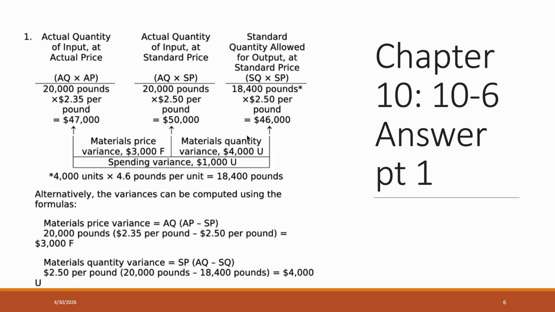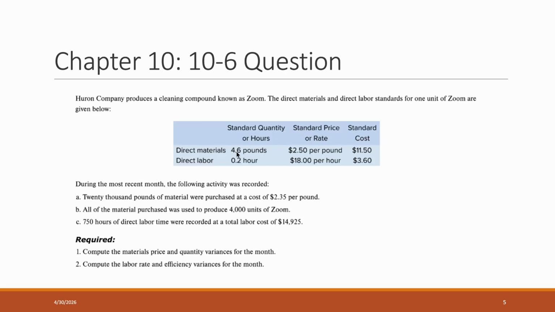Now, coming over to do the quantity variance, the other half of question 1, we have to take our standard quantity times our standard price and compare that to the middle column here where we're using actual quantity times standard price. To get our standard quantity, we see that it takes 4.6 pounds per unit of direct materials. And we know that all the materials purchased were used to produce 4,000 units of Zoom.